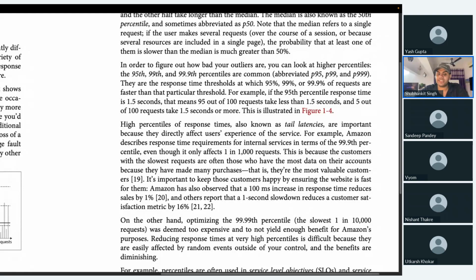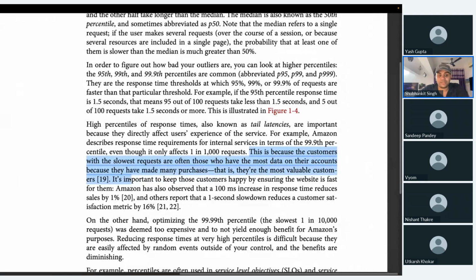This is because the customers with the slowest requests are often those who have the most data on their accounts, because they have made the most purchases, right? This is a very good thing to see. I can say that only 1 in 1,000 is actually failing, but that one guy was the guy who made so many orders or had so many things in their cart. So I actually need to solve for my peak customer. If I'm not solving for them, then what's the point, right?